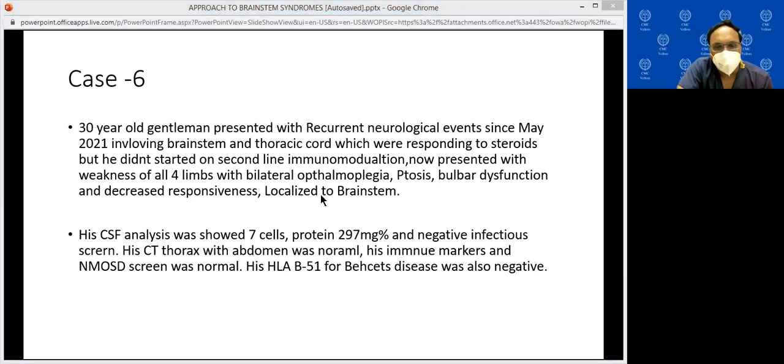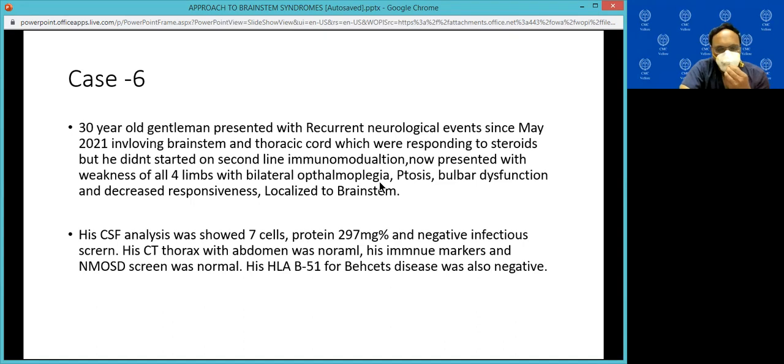We did a CSF analysis. CSF is showing 7 cells and protein of 297, and all the infectious screens were negative. His CT thorax and abdomen were normal. His immune markers, including NMO, all came normal. HLA-B51 and ACE were also negative, and the workup for inflammatory, infection and tumor all came negative. Currently he was on treatment.